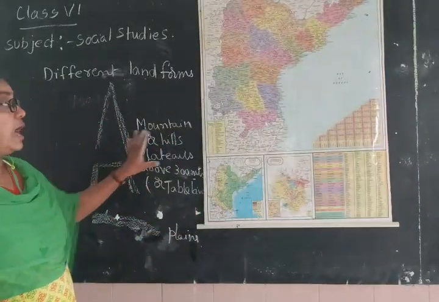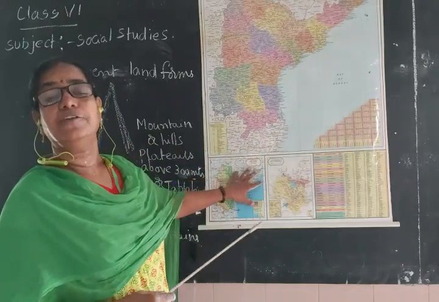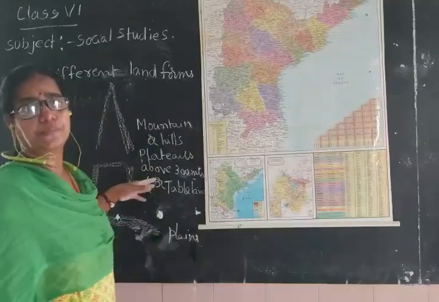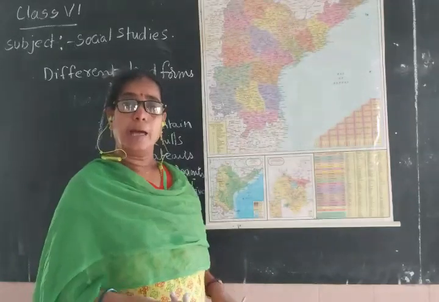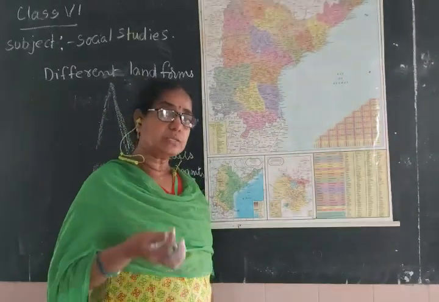So, if you observe, Andhra Pradesh also has different landforms. In the world, these three types of landforms are there. If you take any part of the world, the three types of landforms will be there: mountains or hills, plateaus and plains.